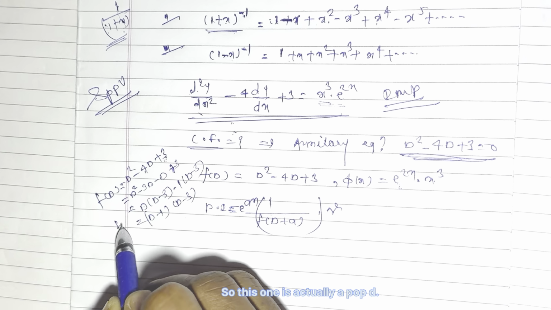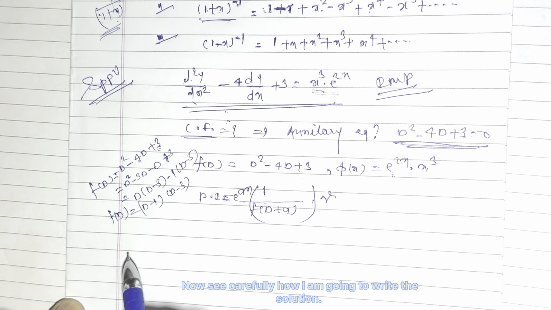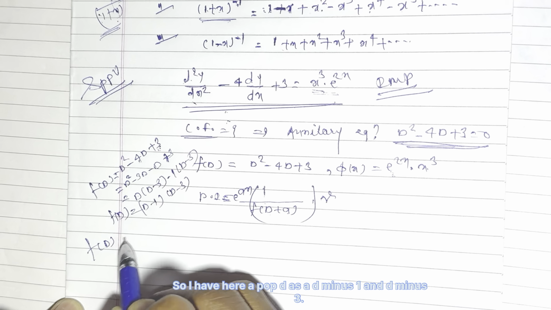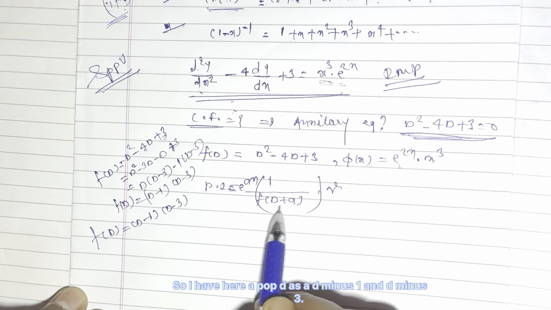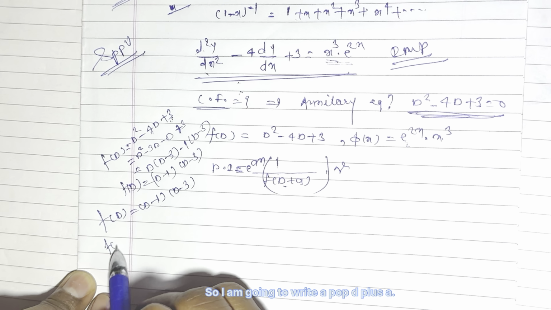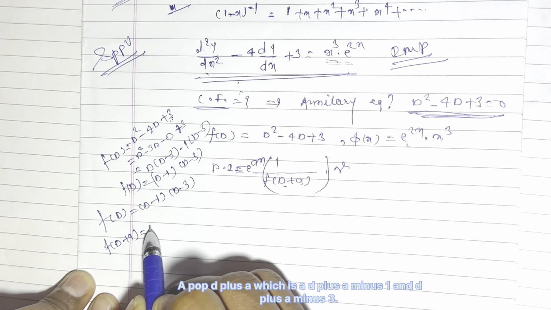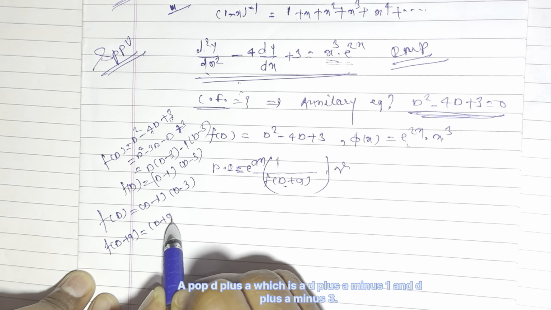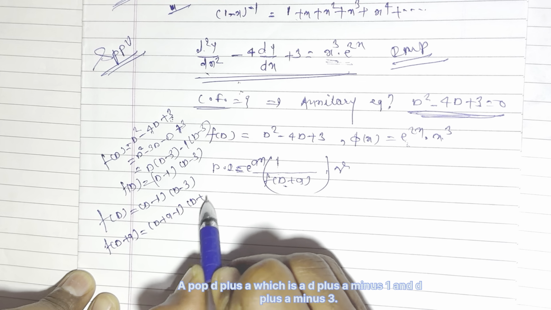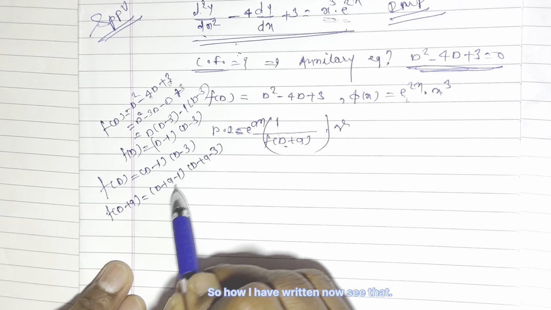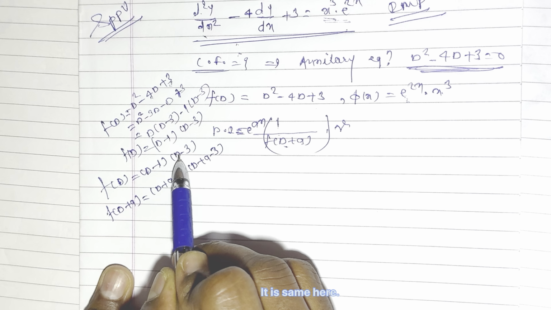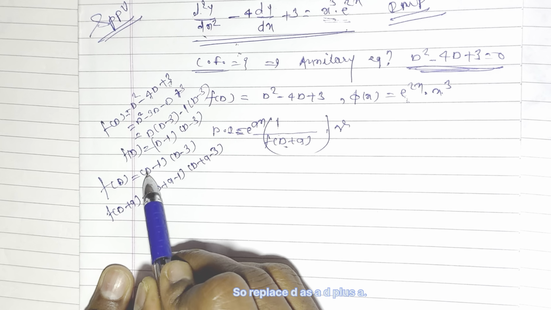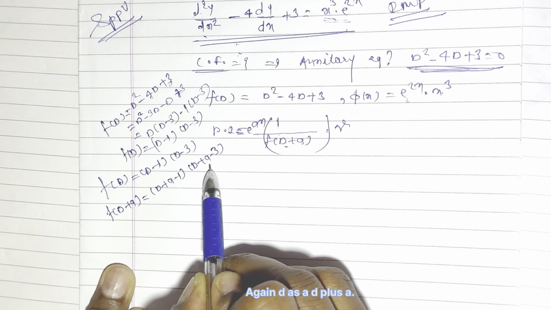So we want f of D plus a. Now see carefully how I am going to write the solution. I have here f of D as D minus 1 and D minus 3. I want f of D plus a. So f of D plus a is D plus a minus 1 and D plus a minus 3. See how I have written it: D is replaced by D plus a, D as it is here, so I replace D as D plus a, again D as D plus a.